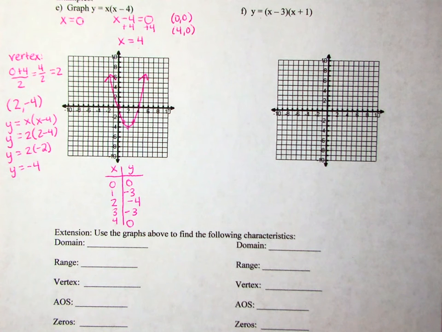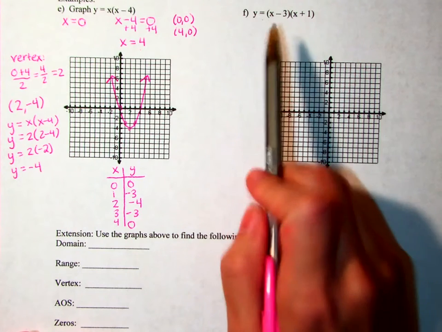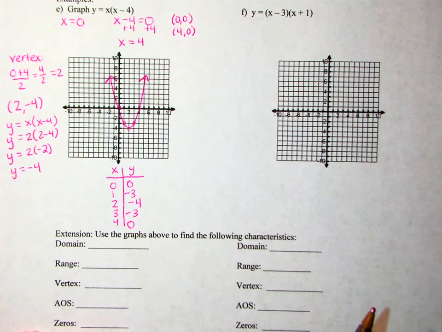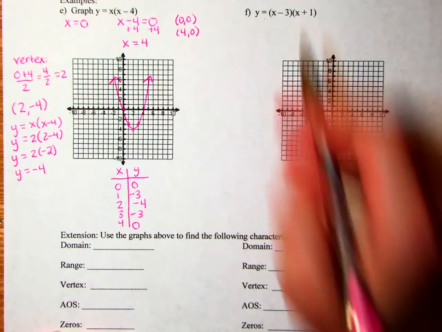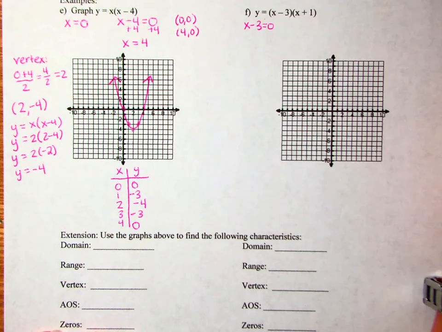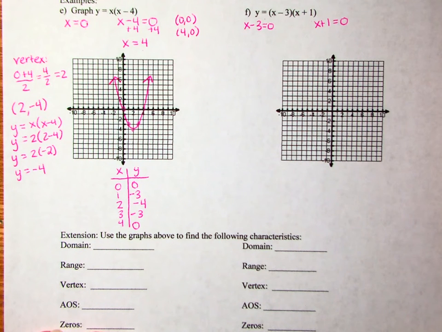All right, so now that you've had a chance to try the graph, we're going to go ahead and try to solve, again, and graph this particular quadratic equation. So the first thing you should have done was set both of these factors equal to 0. X minus 3 equals 0, x plus 1 equals 0.